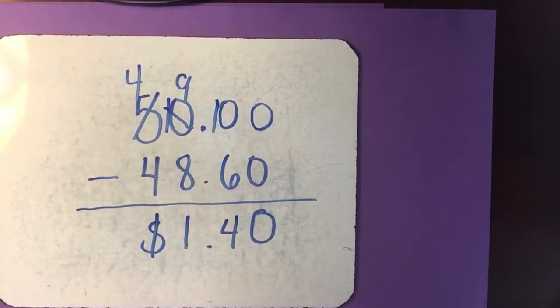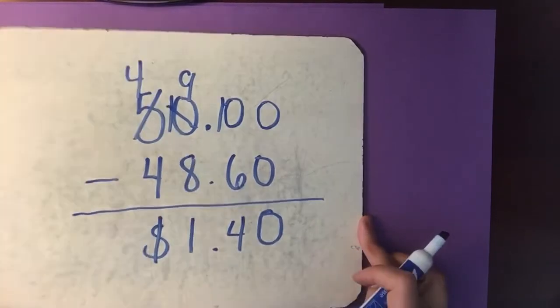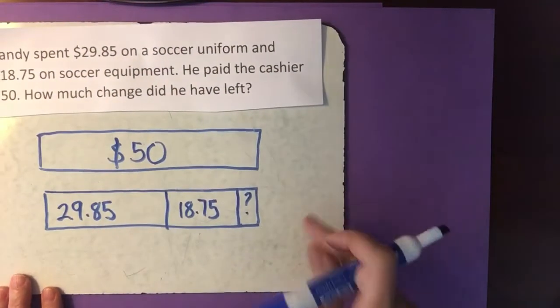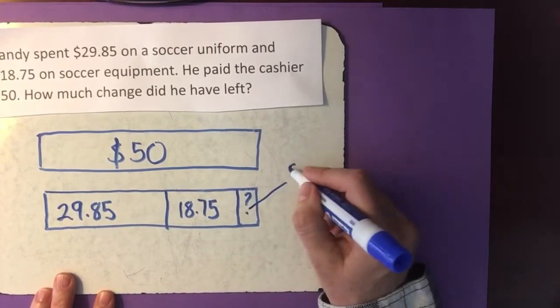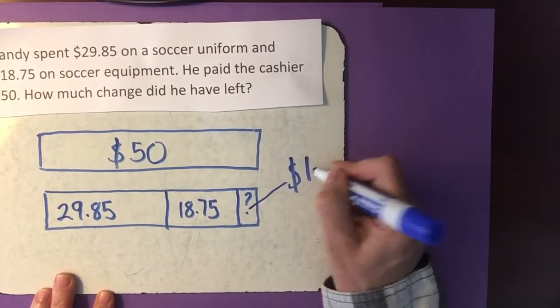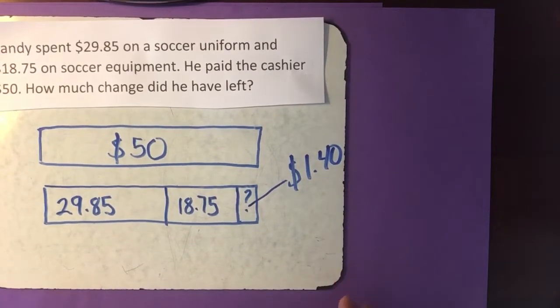Okay, so my final answer is he got $1.40 back. Hopefully you got the same answer. And now I'm going to show you our bar model again, which looks like this. So the question mark here is $1.40. So that's one strategy to use when you're solving a multi-step word problem like that.